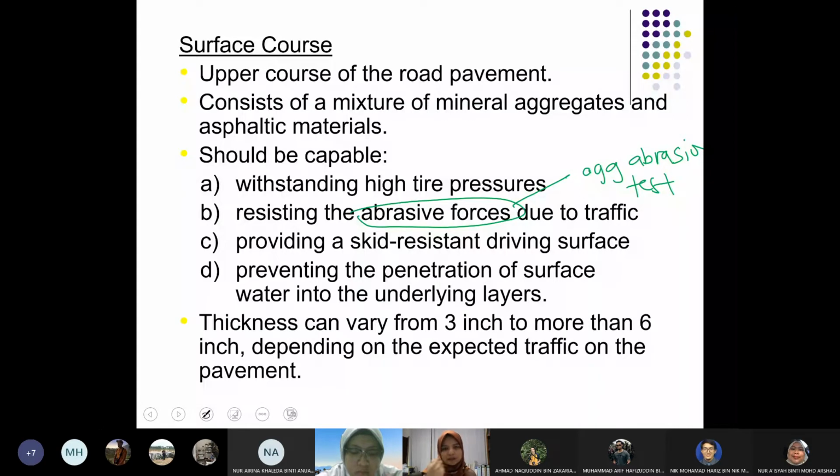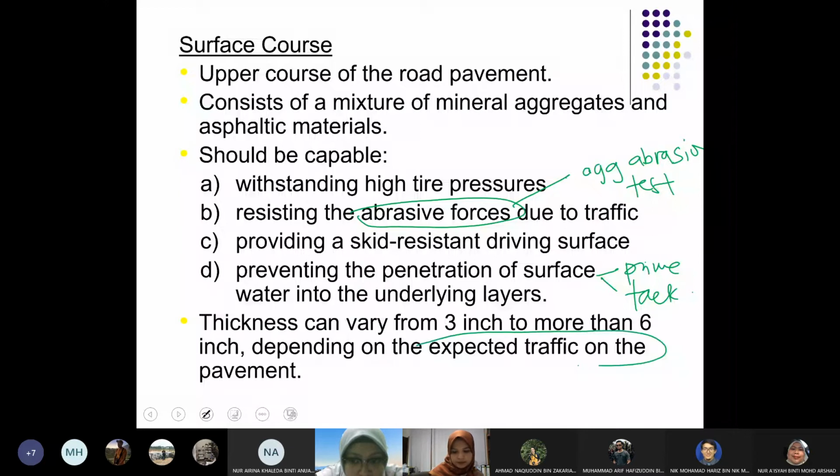Okay, mesti skid resistance dia tinggi, value dia mesti tinggi. Okay, untuk menghalang berlakunya gelinciran, skidding. Prevent the penetration of surface water into the underlying layer. Sebab tu kita ada tadi prime coat, kita ada tack coat. Okay, so, antaranya adalah function dia untuk as waterproof. Okay. Thickness can vary from 3 inch to more than 6 inch, depends on the expected traffic on the pavement.